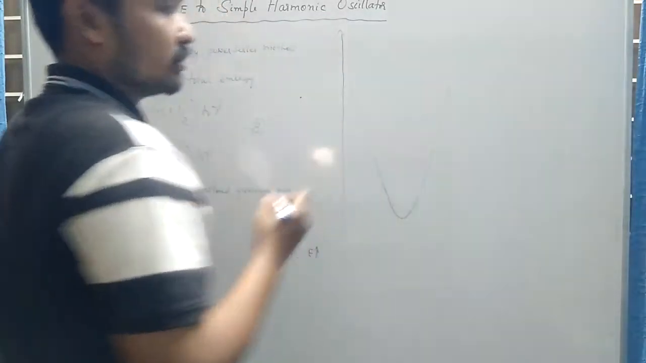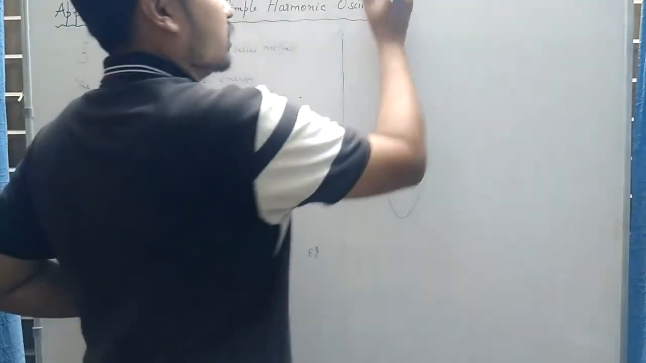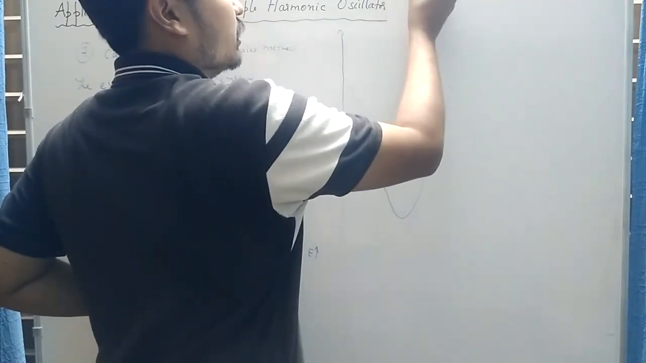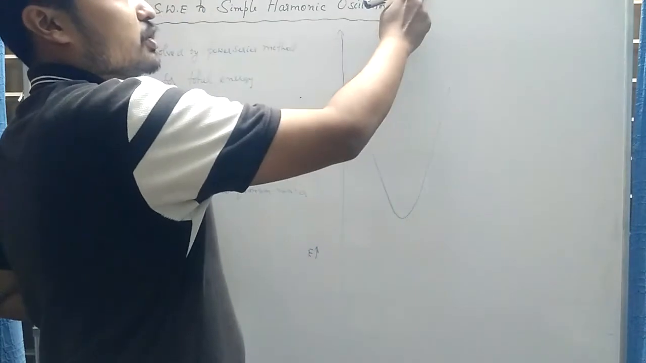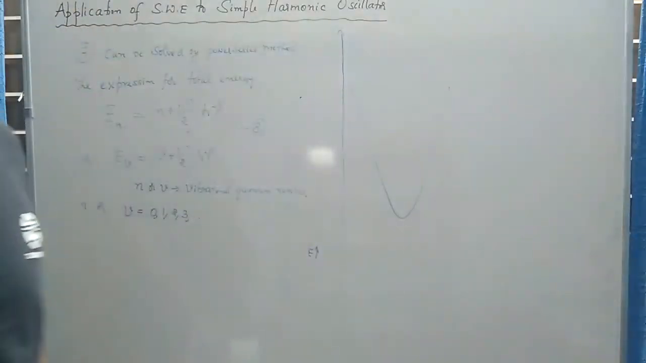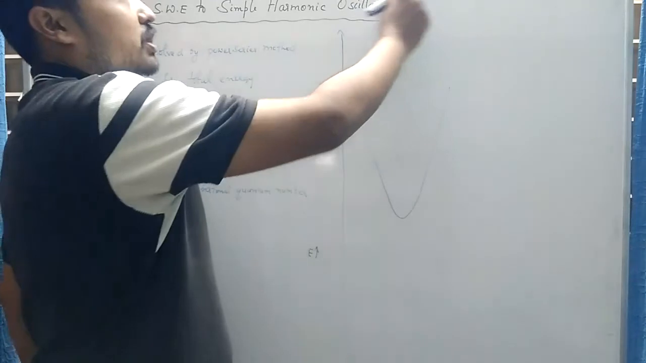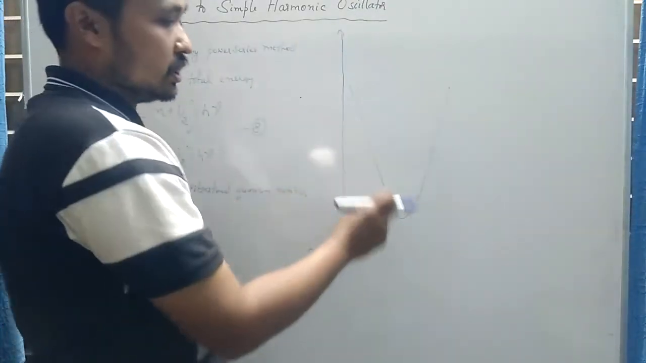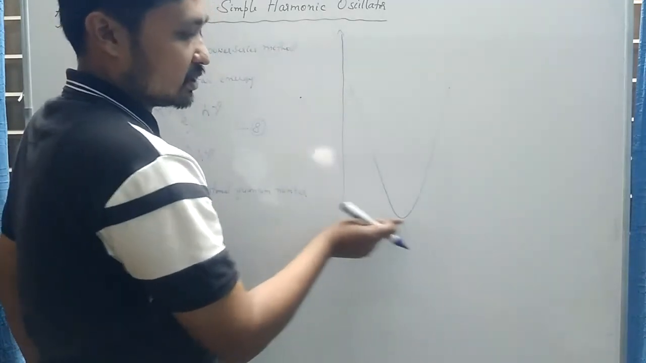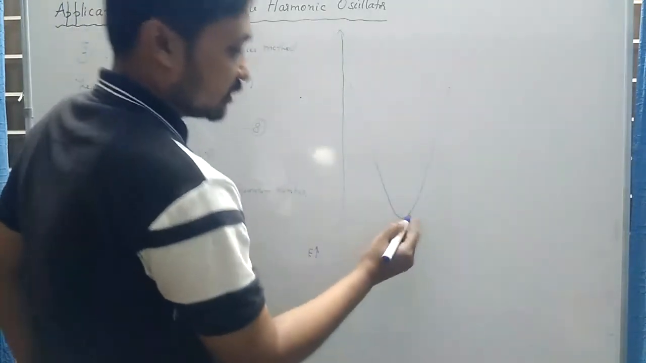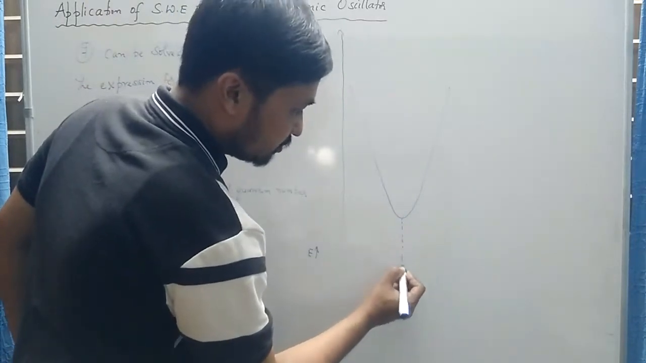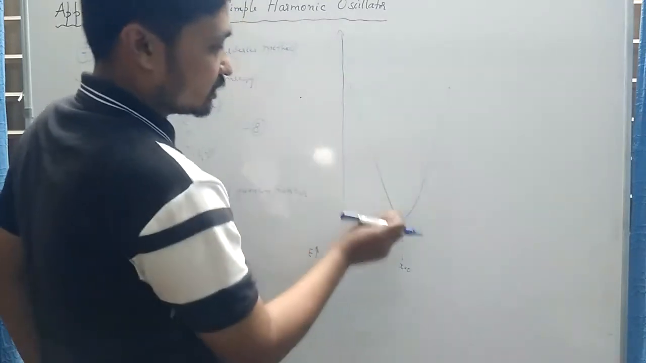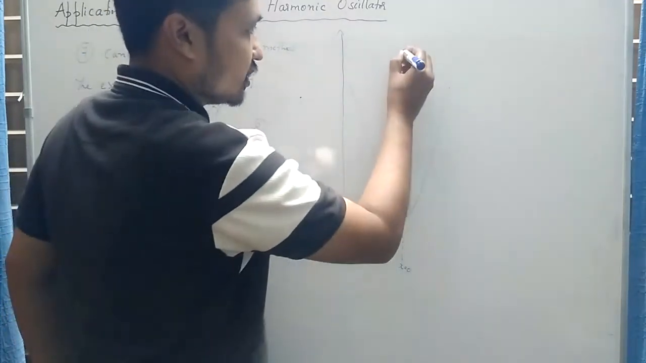Of the potential energy graph. What is the potential energy graph? You know that potential energy V is equal to half into K into x square. So V depends on position as the square of x. If I plot potential energy versus x, the nature of the graph will be like this. So this is a potential energy curve. This represents the position, the displacement. This is the equilibrium position, x is equal to 0.